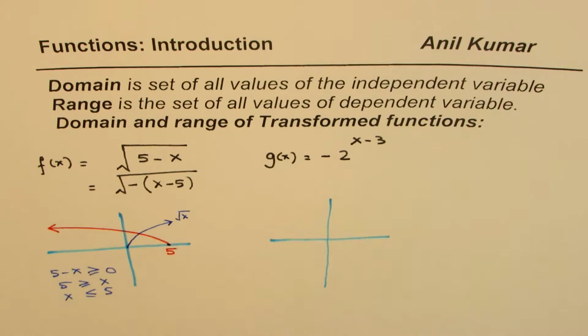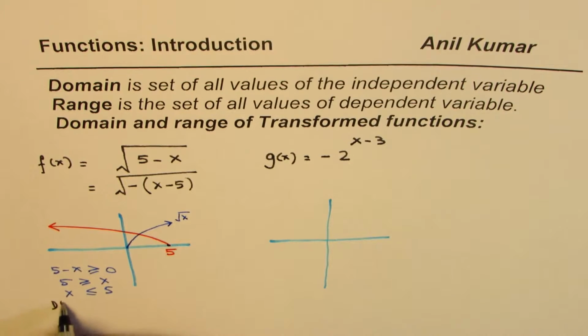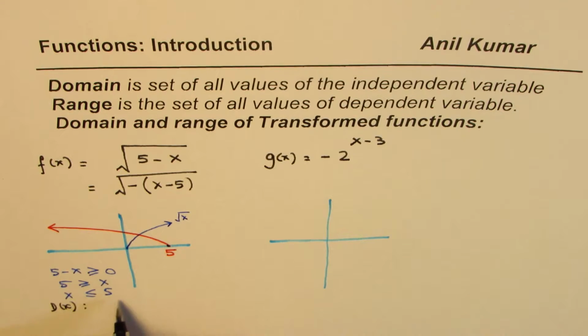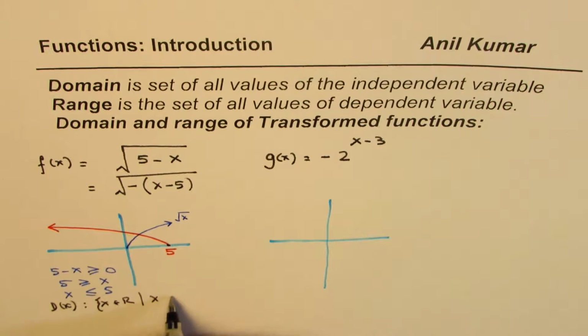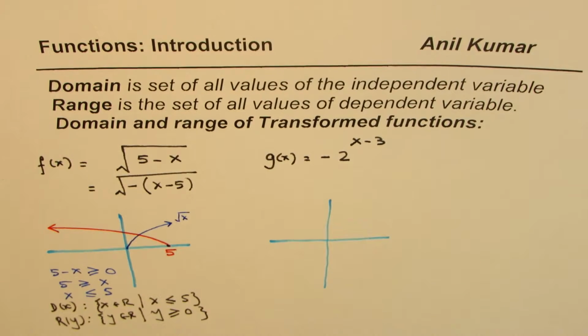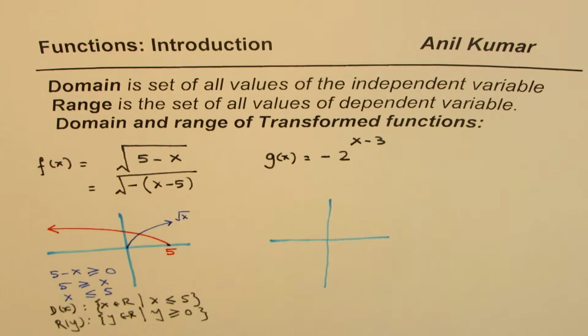So that is the domain, but from the diagram we can see the range also, and we can write clearly that the domain of this function is x belongs to real numbers where x is less than or equal to 5. As far as the range is concerned, y belongs to real numbers where y is greater than or equal to 0. So that is how you could find the domain and range of this transformed function. Perfect.